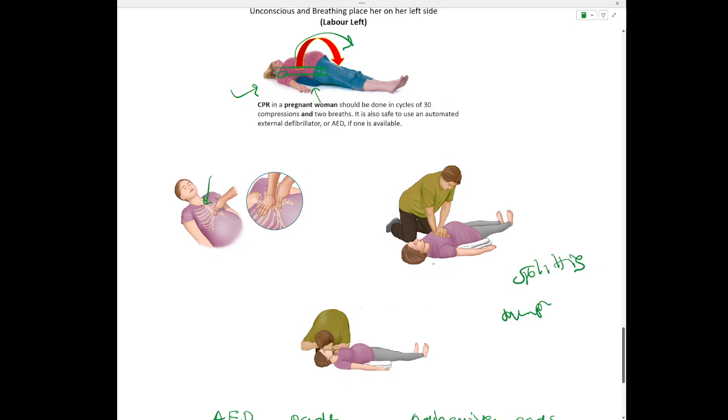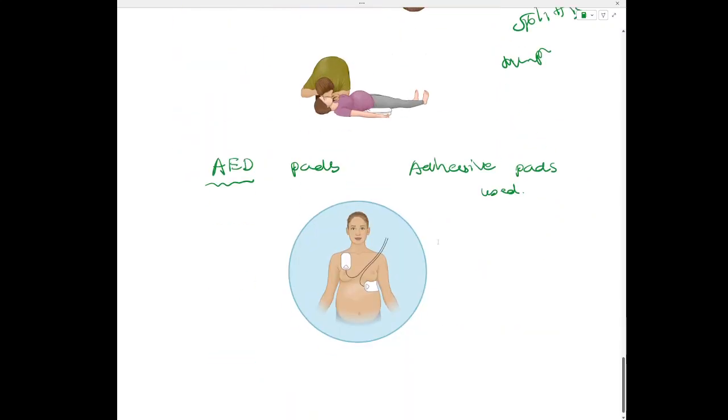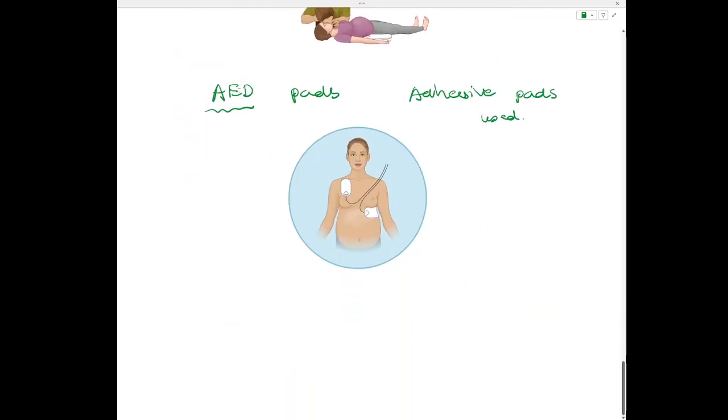Now the angle should be perpendicular. That means the angle of the CPR should be 90 degrees. For example, this is the body of the woman and compressions should go straight forward at 90 degrees. Now the AED, that means the defibrillator adhesive pads, are more preferred over the paddles. But anyway, if you have the AED, you have to use it.